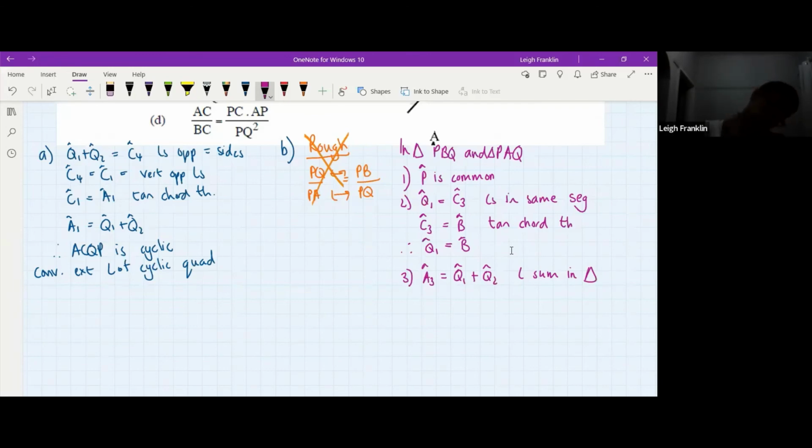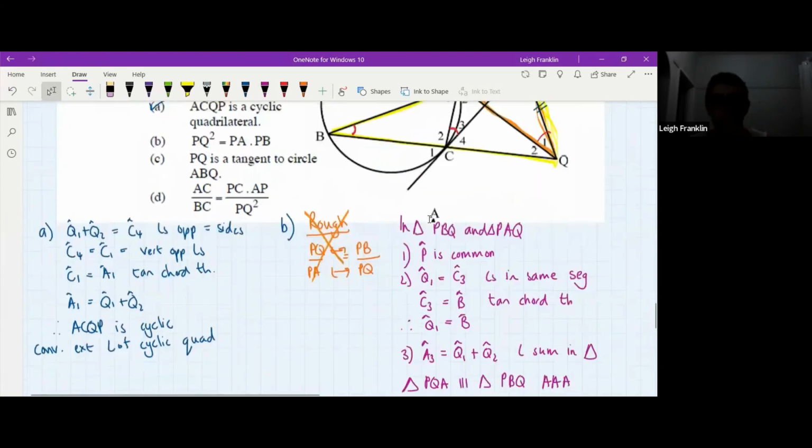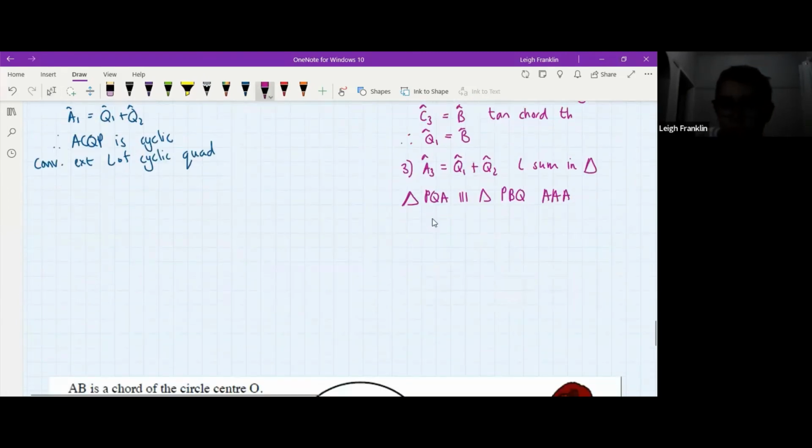Okay, so that means for us that triangle PQA is similar to triangle PBQ. Perfect. Angle, angle, angle. Okay. Now that we've done that, we're going to write the corresponding sides that are in proportion. All right, so we're nearly there.